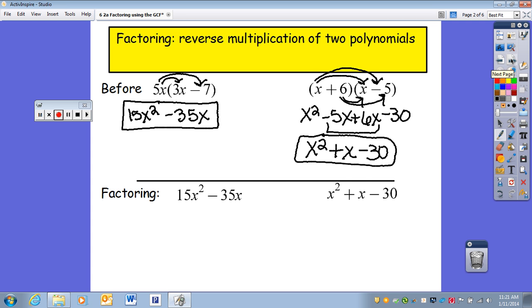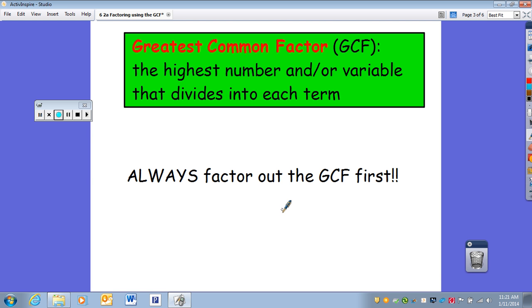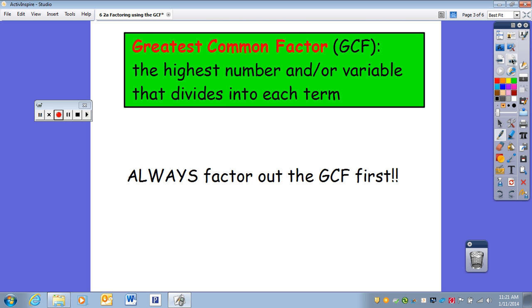How do we do that? We're going to start with the greatest common factor. That is the highest number and/or variable that divides into each term evenly. We will always check and factor out the greatest common factor first before doing anything else.